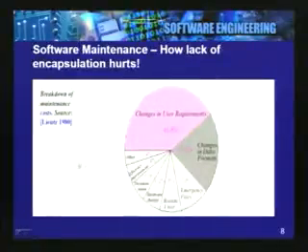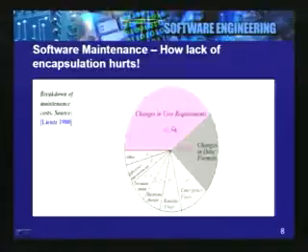So here is another example about how lack of encapsulation hurts maintenance. Typically we've seen this chart before in terms of the breakdown of maintenance costs: where most of the bugs are filed, where most of the change requests are coming from. And these are the only two important categories, the largest categories.